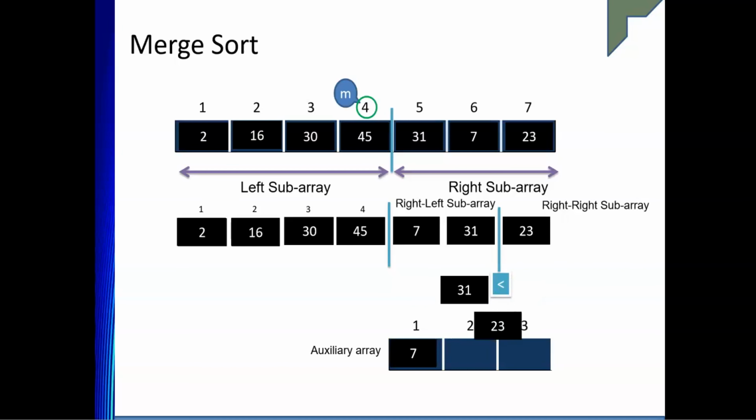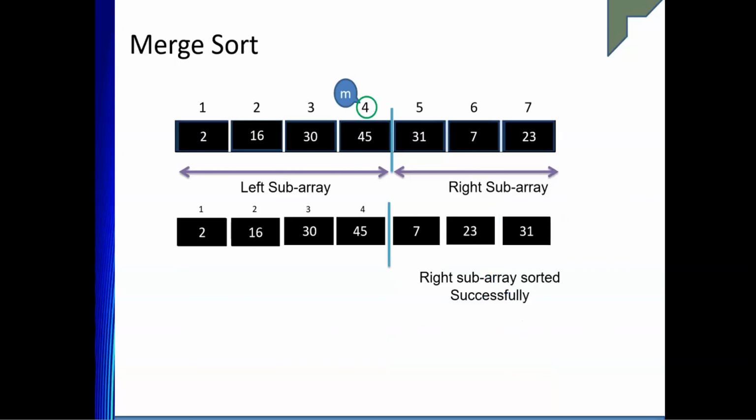So what remains? The right one has already been done. So only the right left sub array remains. So whatever elements remain, we put them down. So we have 31. Now the right sub array we have 7, 23 and 31. Now what I have to do is take this left sub array and right sub array, and then do the sorting.